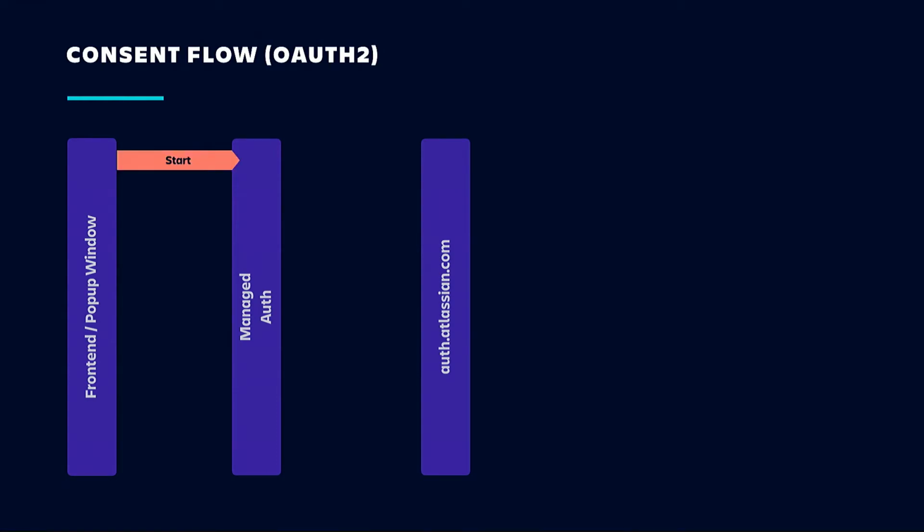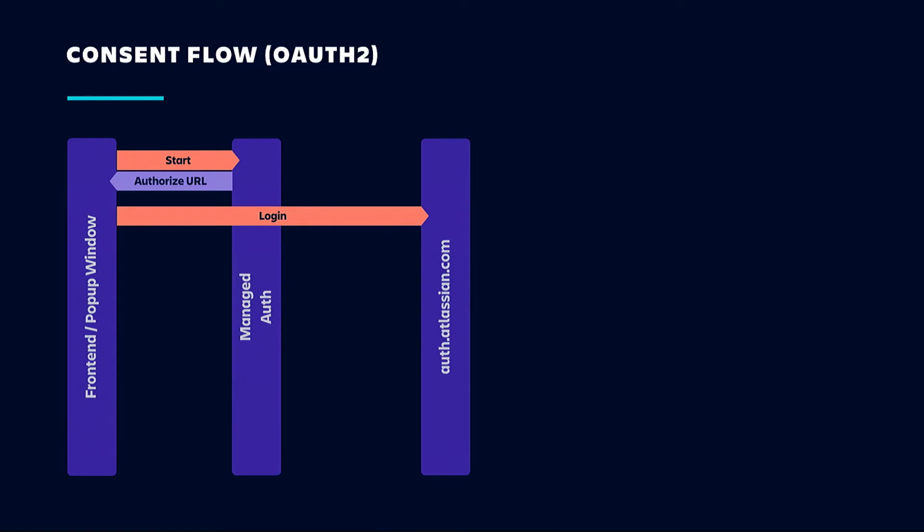And as part of the Forge deployment step, we actually register every app with that managed auth service. So that service is aware of the apps, of their configurations, scopes, and so on. So from the front end, we can just ask that service, hey, please start the auth flow for that particular app. That service redirects to the full OAuth authorization URL that has all the scopes and parameters it needs.